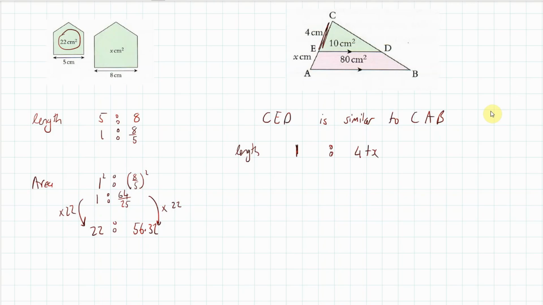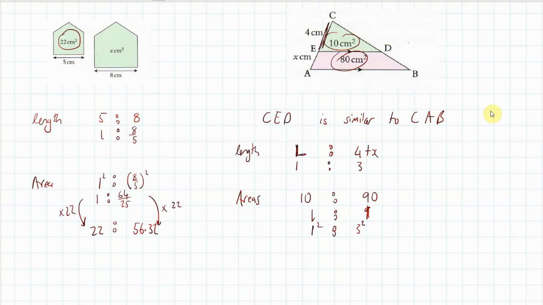Now let's look at the ratio of areas. We've got the small one is 10. The large triangle is actually 90, if you think about it. So we've got a 1 to 9. Why is it 90? 10 plus 80, because the big triangle includes that green bit as well. Definitely not to scale, as you can see. Now we can do the areas as 1 squared to 3 squared. And that means that the ratio of lengths is 1 to 3.